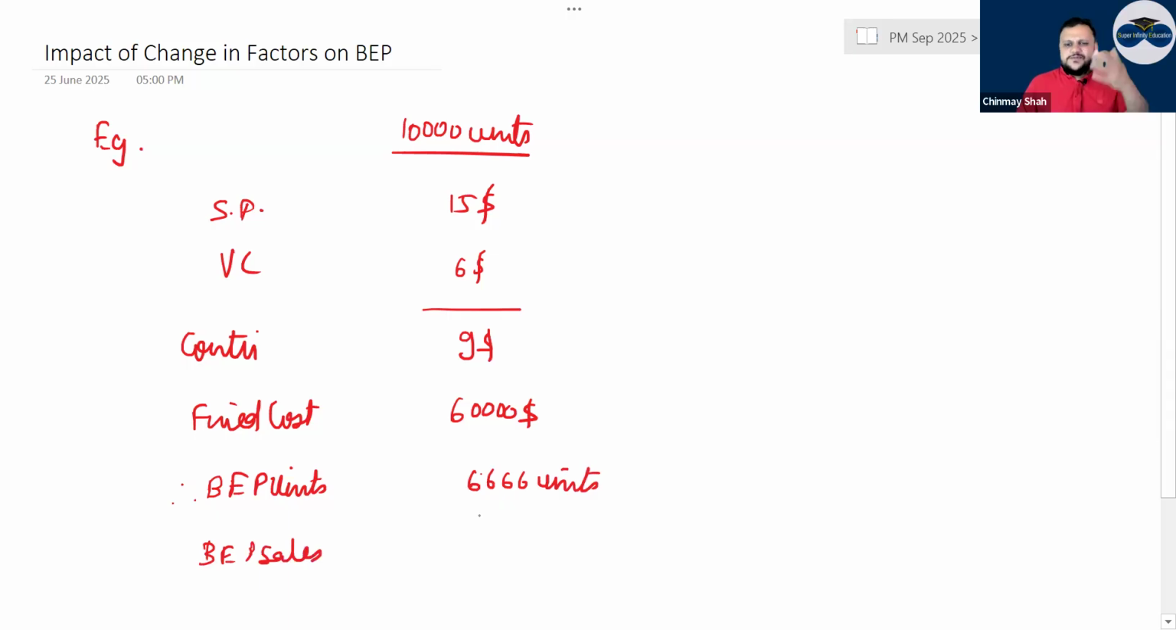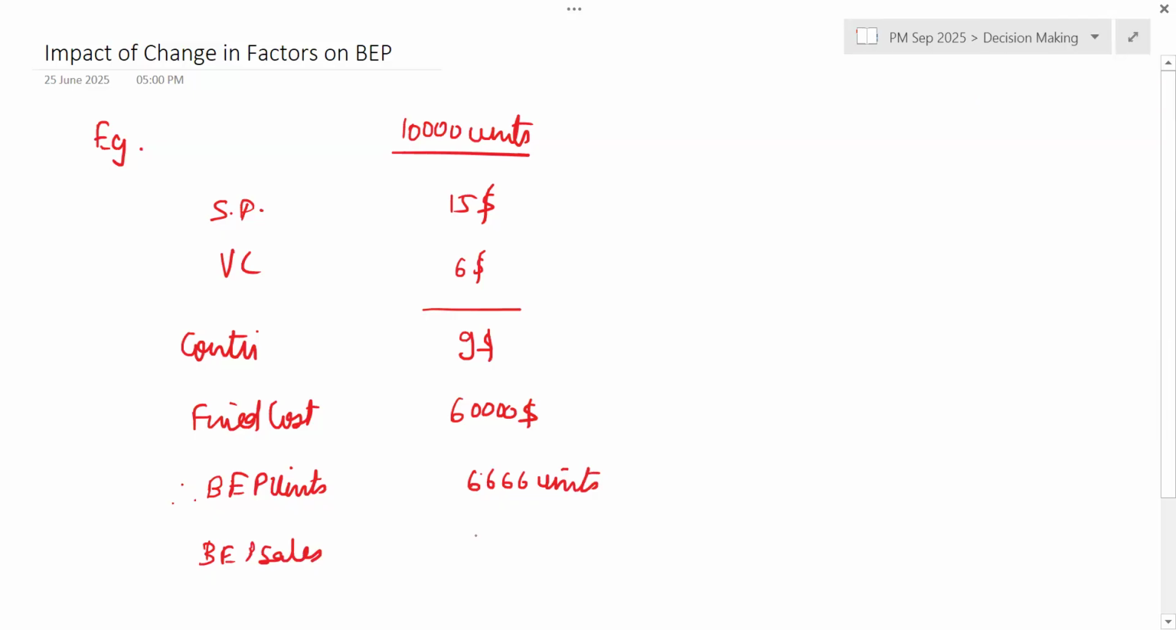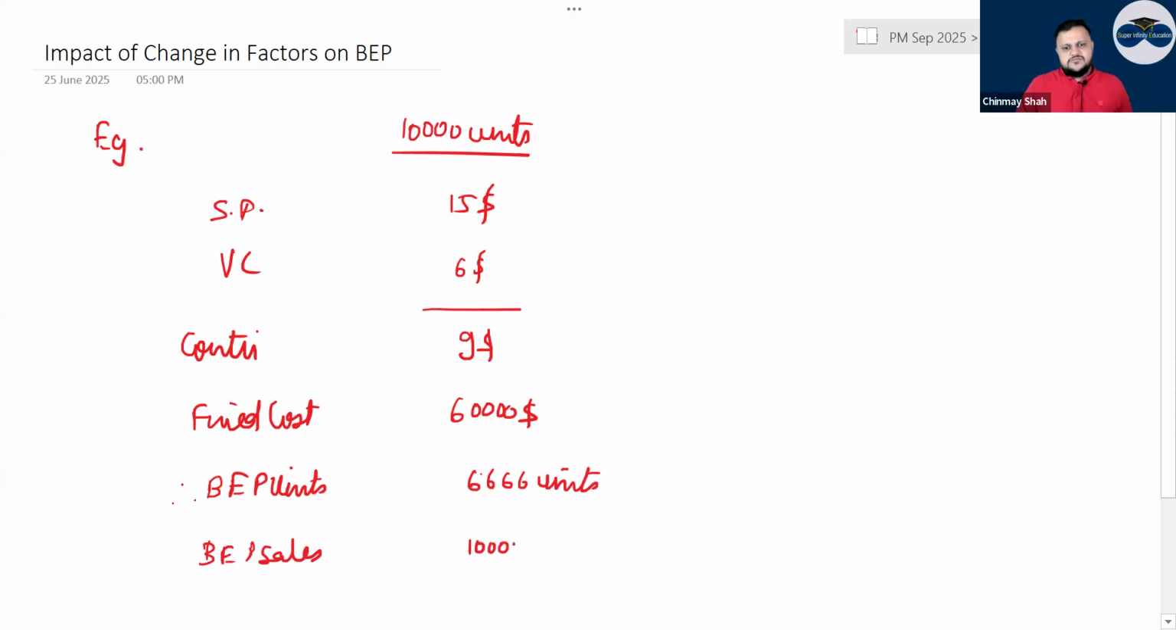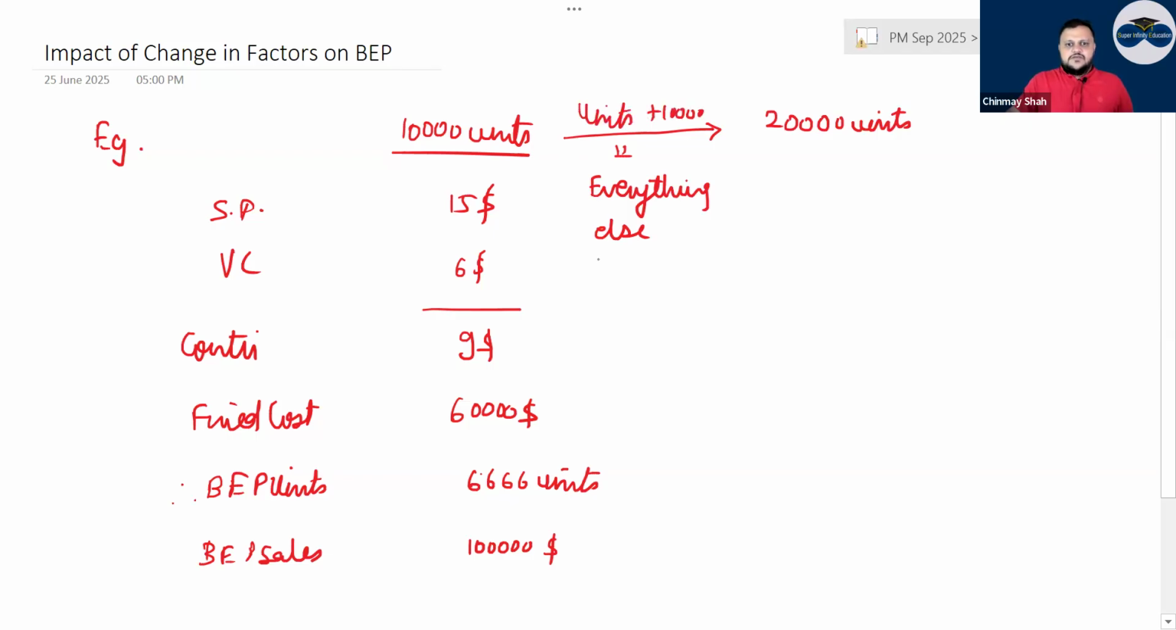This into $15. How much? That is 100,000, correct, no? 100,000 only, eventually. Now what I am doing is changing this to 20,000 units. And the assumption is what? Everything else remains the same. Only units increased.